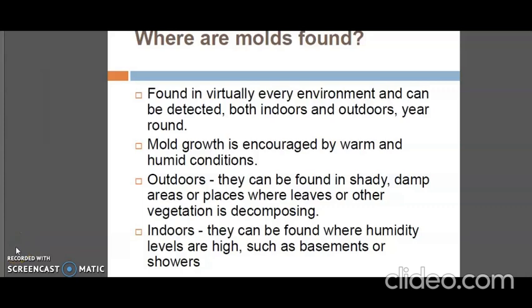So where are these molds found? They are found in every environment and can be detected both indoors and outdoors year-round. Mold growth is encouraged by warm and humid conditions. Outdoors, they can be found in shady, damp areas or places where leaves or other vegetation is decomposing. Indoors, they can be found where humidity levels are high, such as basements or showers.